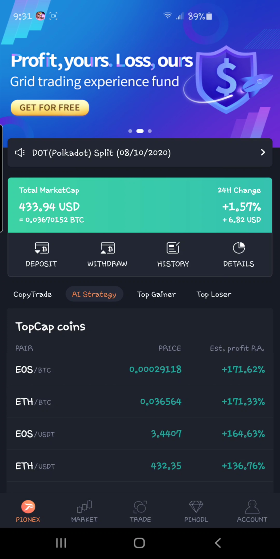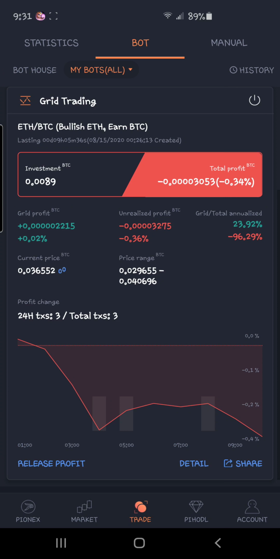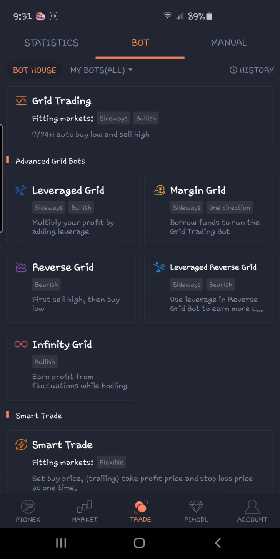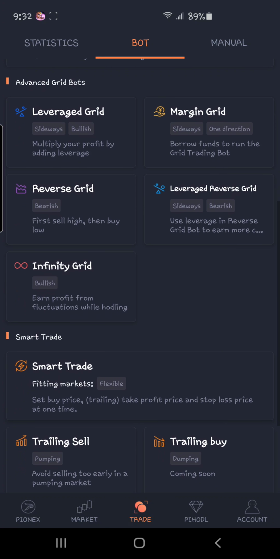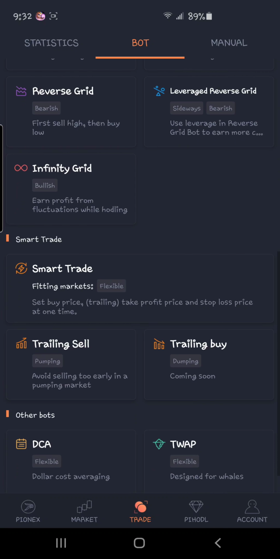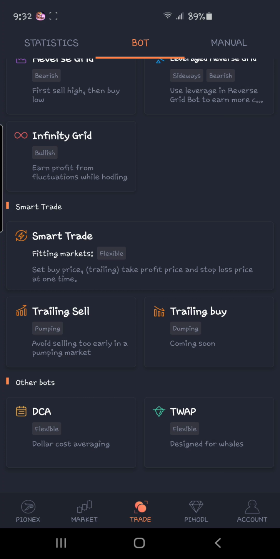So I don't know. There's plenty of bots in here. It's not just grid trading. You can do a leverage grid, margin grid, reverse grid. That's where you're shorting it. Leverage reverse grid, so you're shorting with leverage. I think the leverage only goes up to 3x. But there's all kinds of stuff. If you want to hodl, they do their own hodling system, and there's plenty of information in the Telegram group.